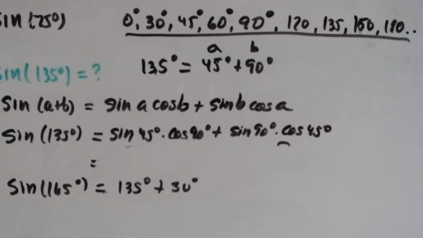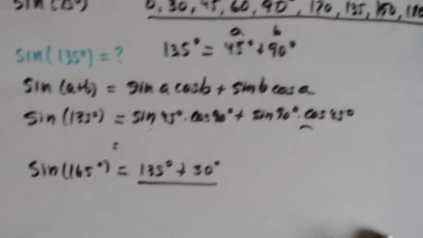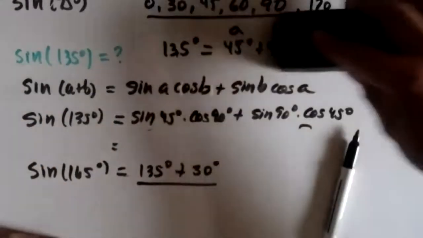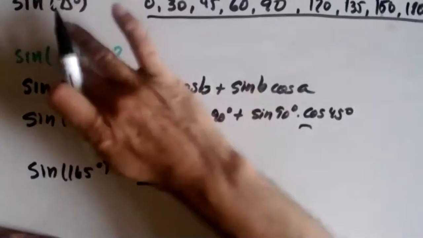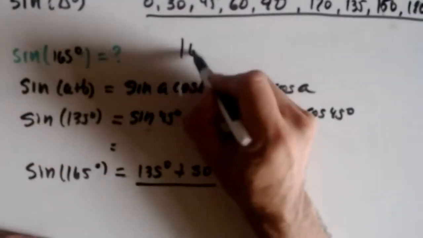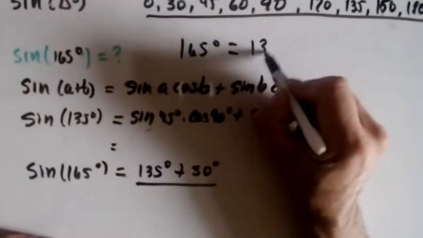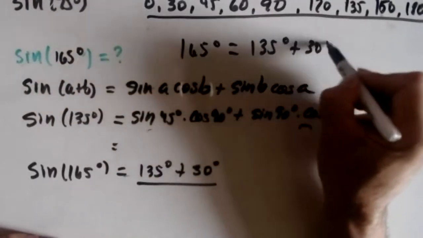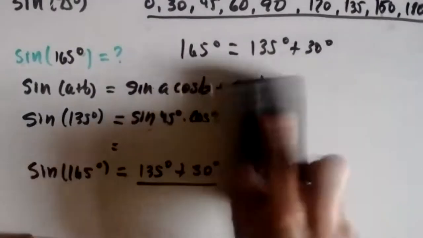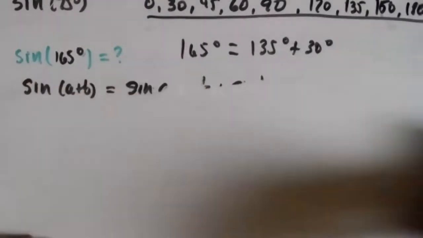Is that the only way? No. There's 45 and 120. Okay. Yeah. Well, let's work out this one, right? So it's okay. Let me just put it right here. So now it's 165. Now I'm going to put here 165 degrees is 135 plus 30 degrees or 30 plus 135. Now I'm going to use the same formula, right?